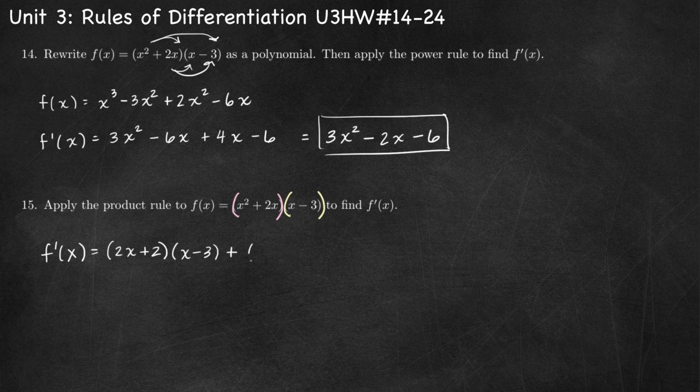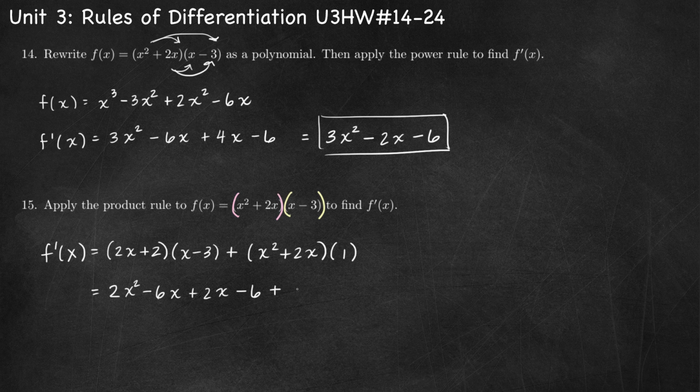plus the first times the derivative of the second. The derivative of x minus 3 is just 1. Now we're going to simplify this. So again, I'm going to distribute or FOIL this out. So 2x times x is 2x squared. 2x times negative 3 is negative 6x. 2 times x is plus 2x, and then 2 times negative 3 is negative 6.